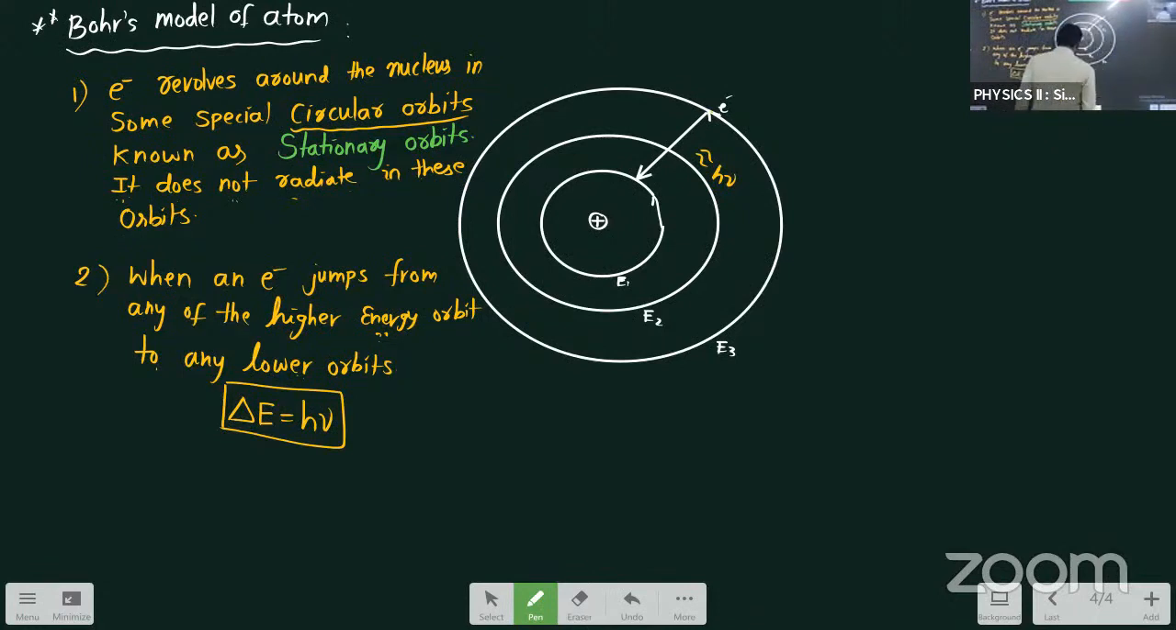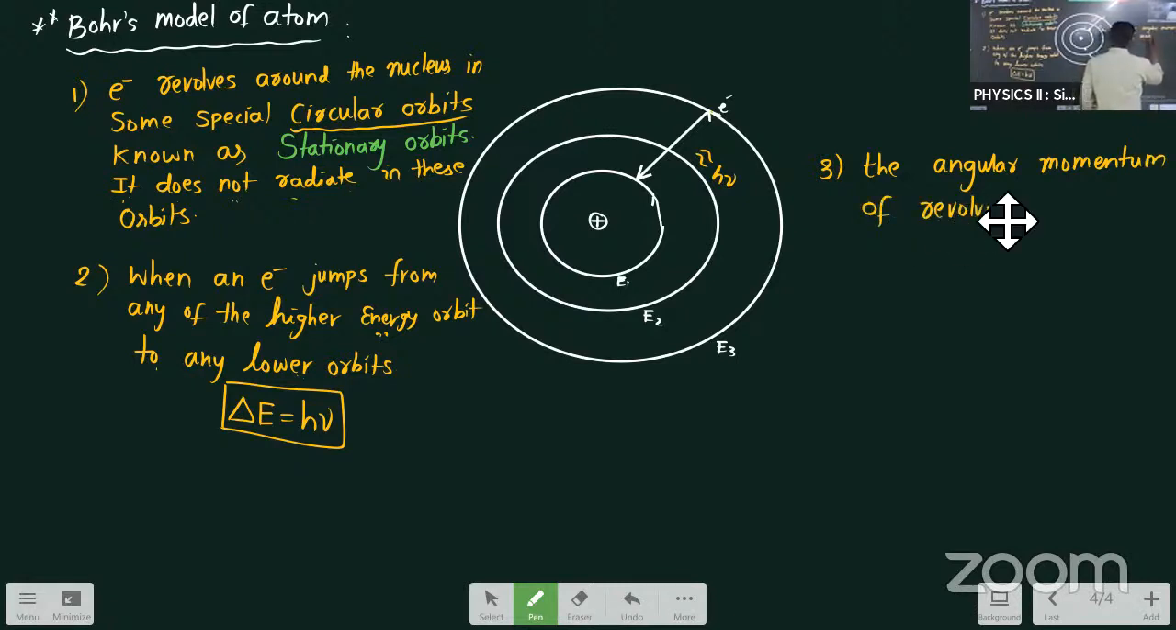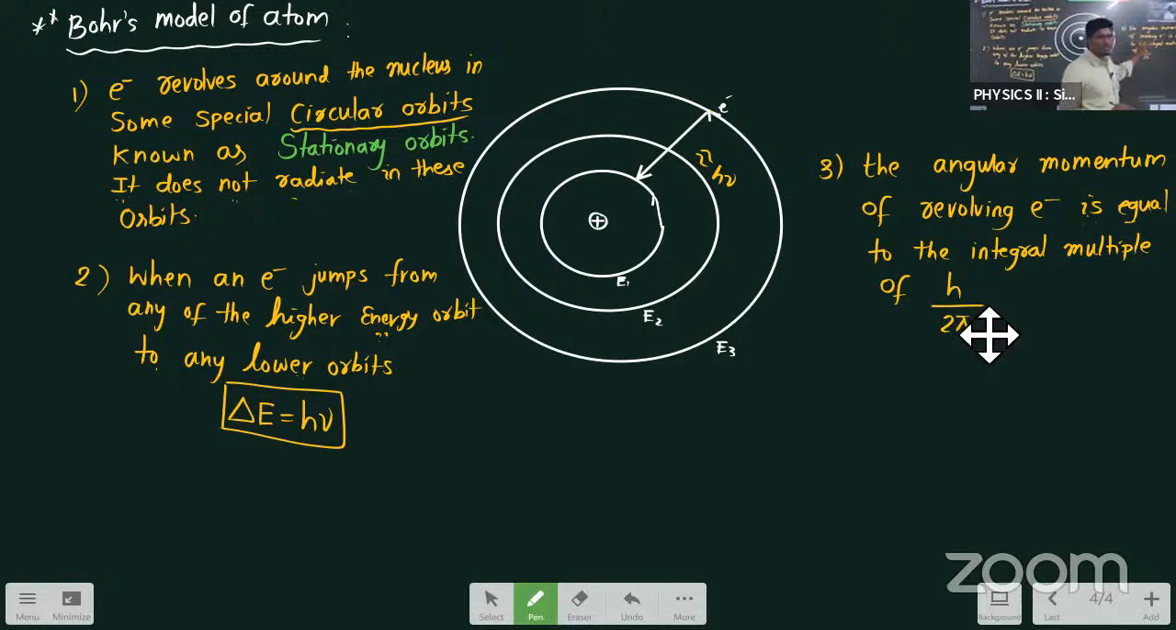What is the third postulate? The angular momentum of the revolving electron is equal to an integral multiple of h by 2 pi. Or you can also say the third statement as: angular momentum of the revolving electron is quantized. You can write either this statement or that statement. What is this statement? The angular momentum of the revolving electron equals what? An integral multiple of h by 2 pi.